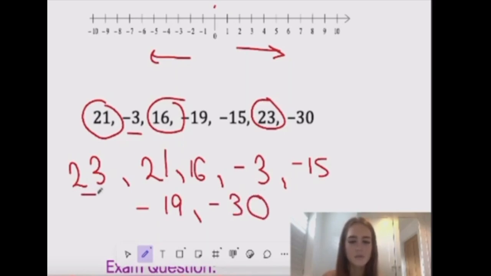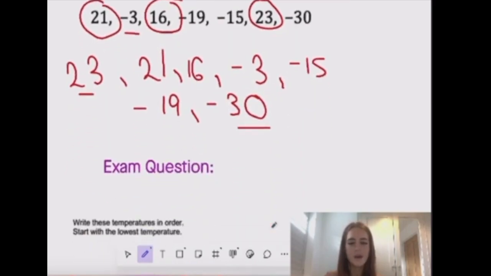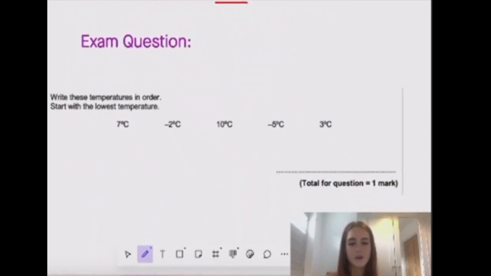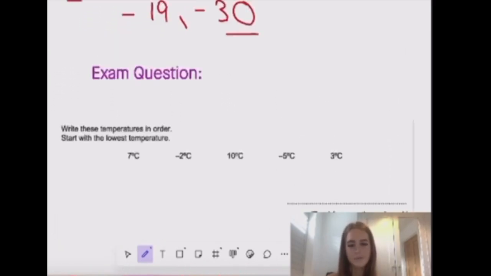Okay, great. Here's an exam question to have a go at. This one's talking about temperatures, which is when you are normally asked to order negative numbers. So bear that in mind. It's the same principle as before. Have a go and let us know how you get on. And here are the answers for you.